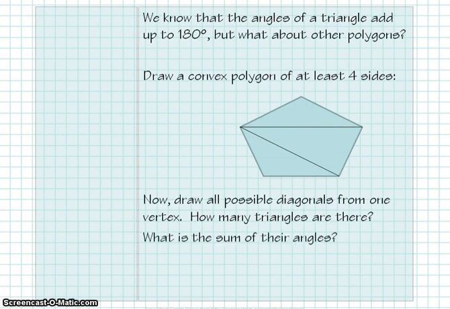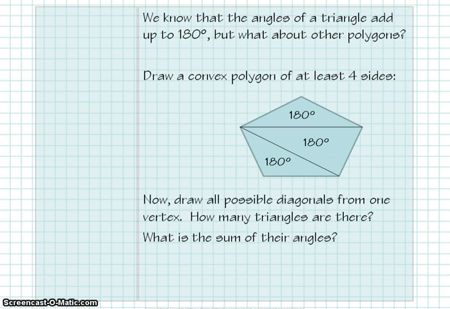All right. And so I want to know what's the sum of the angles. Because this plus this plus this plus this, plus this, plus this, plus that, plus that, plus that is all the sum of the angles together. So I've got 3 triangles. Each one is 180 degrees. 3 times 180 would be 540.